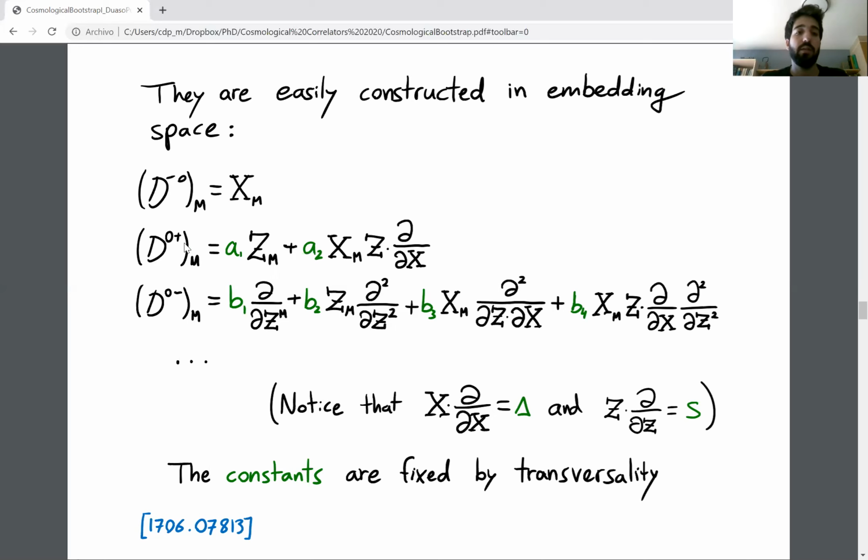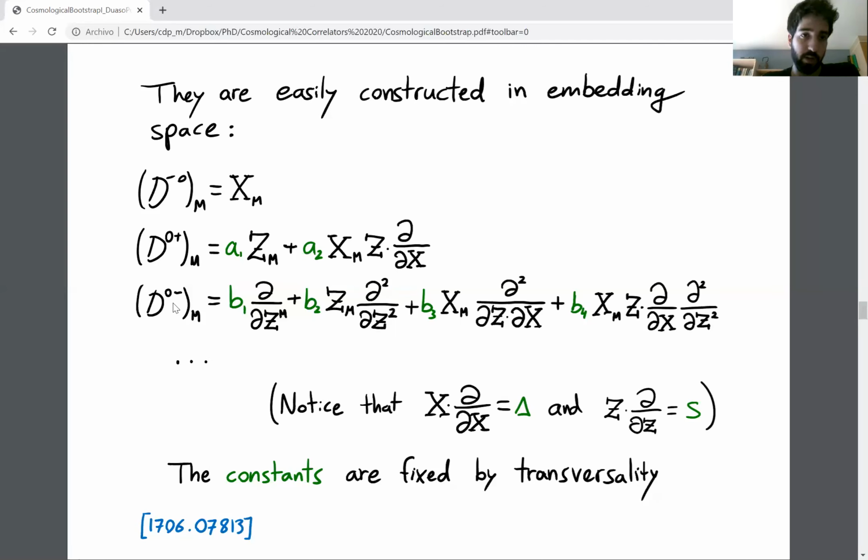For the operator that raises the spin, for example, you can write 2 kinds of terms. One is this and another one is this. And then you multiply them with some constants that you will later fix by using the property of transversality.